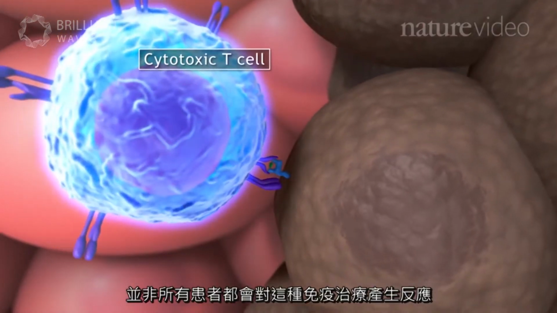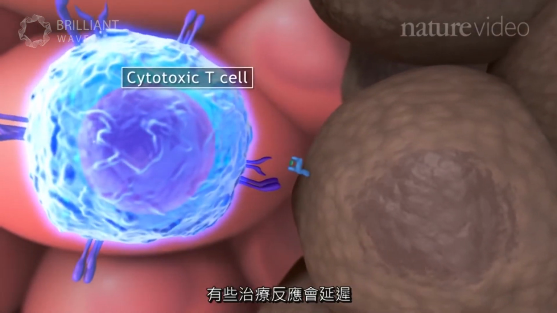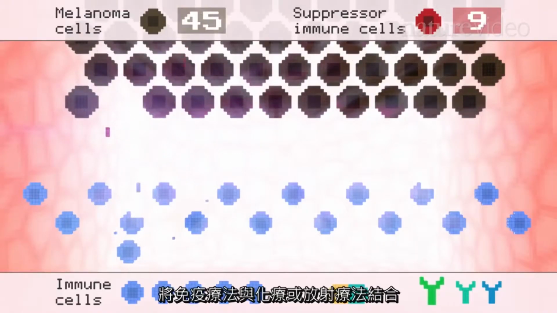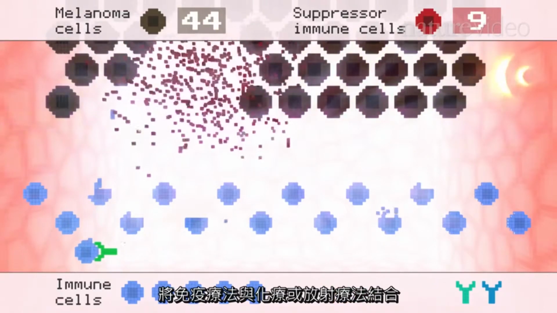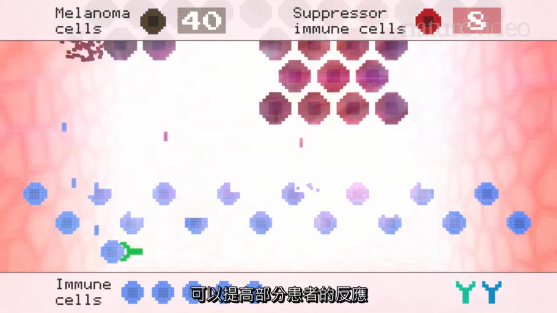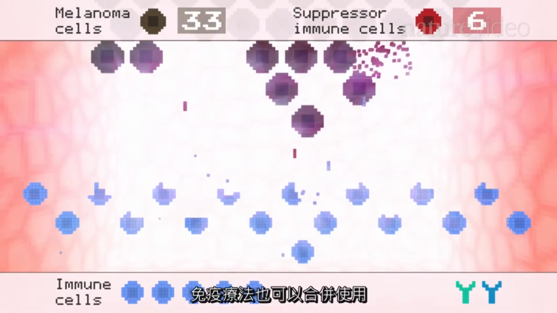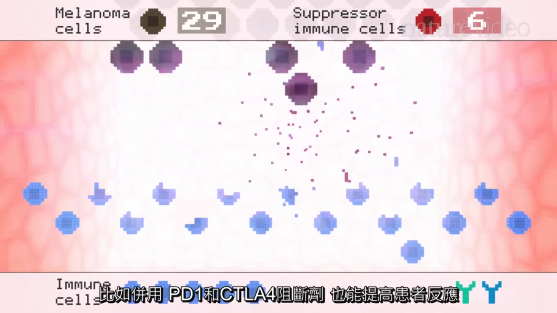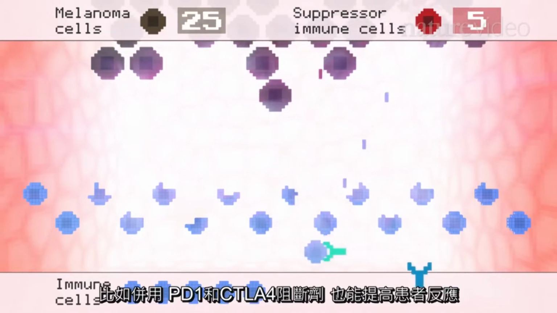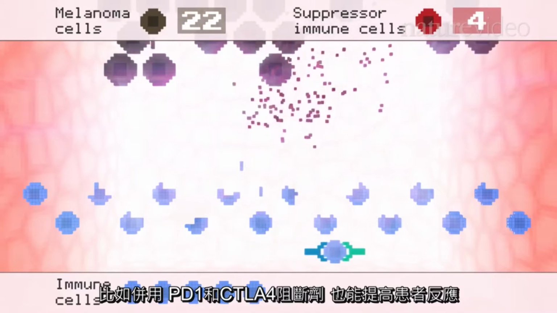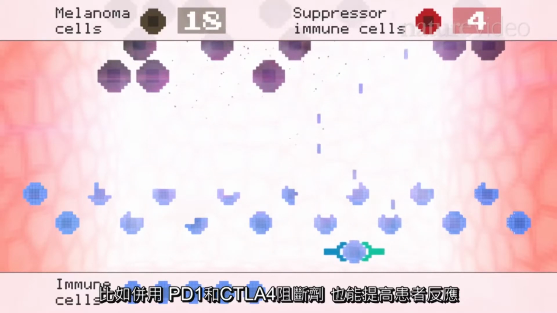Not all patients will respond to these immunotherapies, and some responses will be delayed. Combining immunotherapies with chemotherapy or radiotherapy can lead to a better response in some patients. Immunotherapies can themselves be combined. For example, PD-1 and CTLA-4 blockade can improve responses when administered in combination.